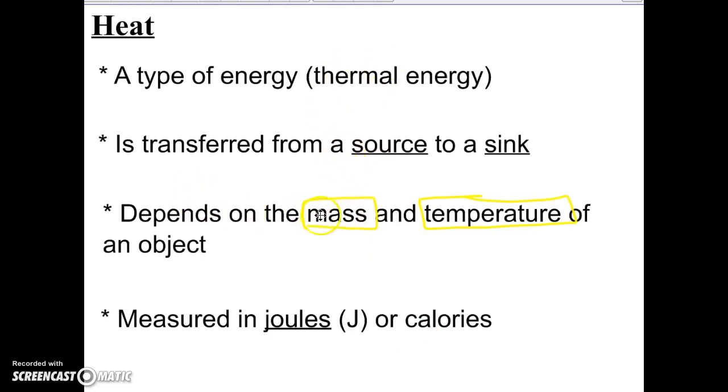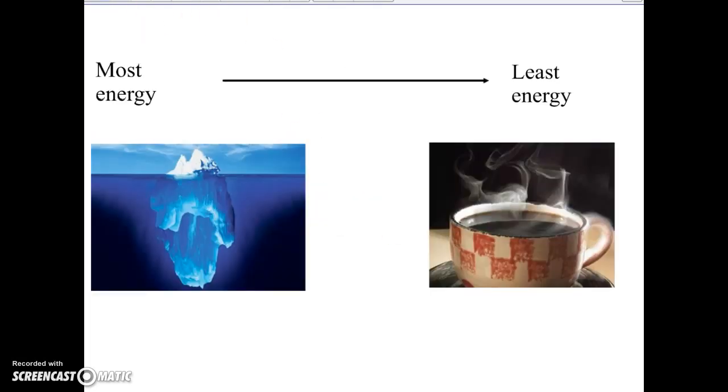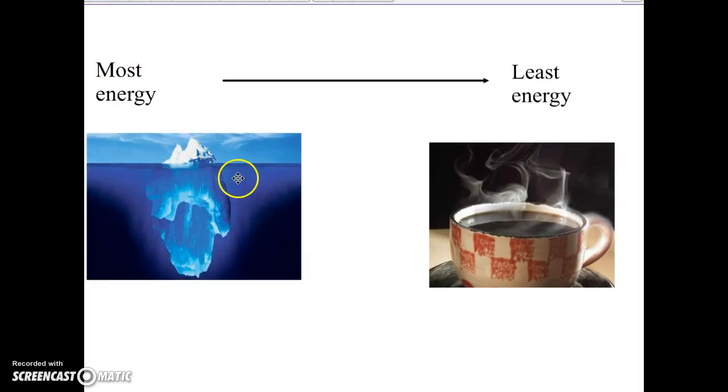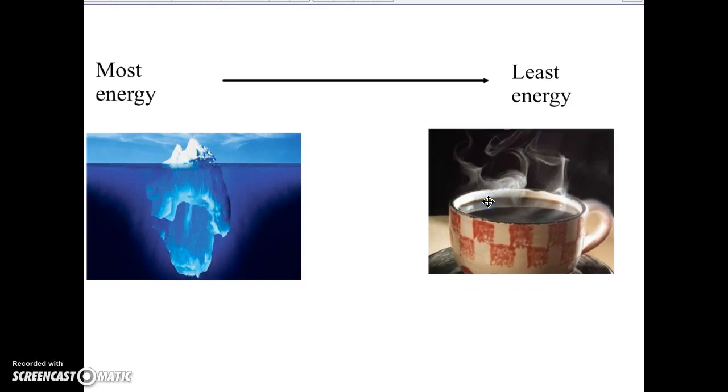Okay? So now let's go back to this idea of heat being based on the temperature and the mass. Because earlier we looked at these two pictures, and most of you were probably surprised when I said that this iceberg has a lot more energy than this hot cup of coffee. Now, clearly, the coffee is hotter. It has a higher temperature. But remember that heat is not only about the temperature, it's also about the mass. There is much less coffee in this cup than there is in this iceberg.